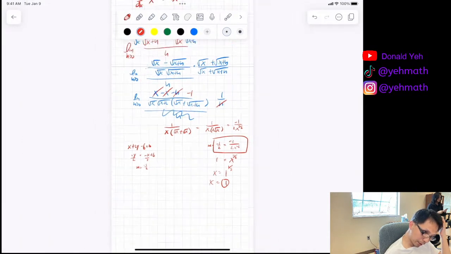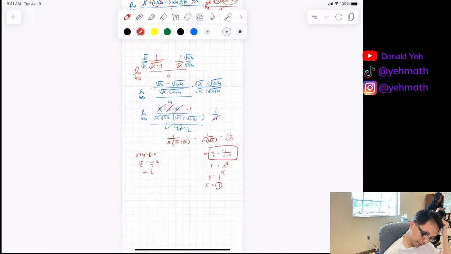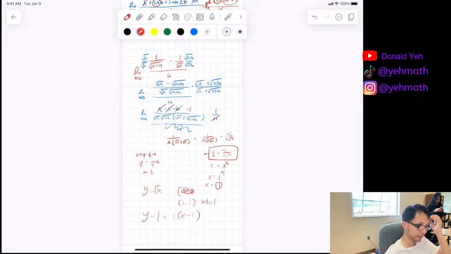If x equals 1, you can plug it back in. The square root of x is 1, so the point is 1 comma 1, and the slope is equal to 1. So it'd be y minus 1 equals 1 times x minus 1. If you graph it, it should be parallel to that.